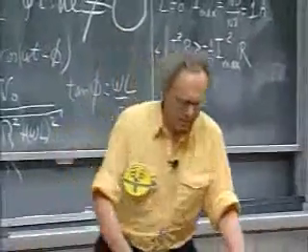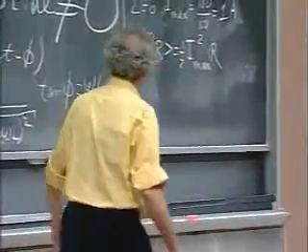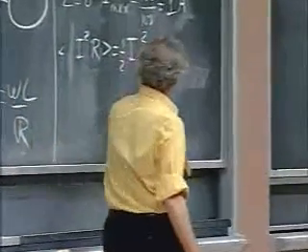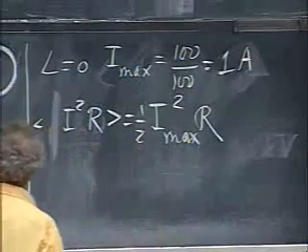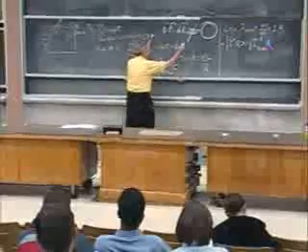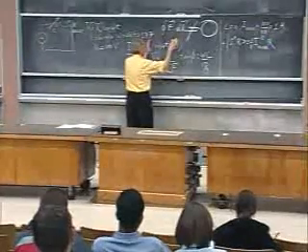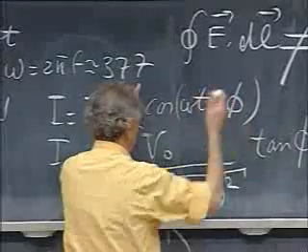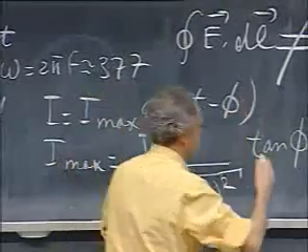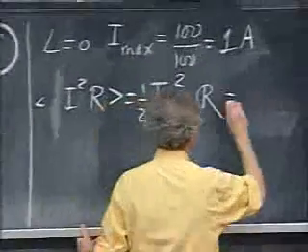And so, it's very easy now. I max is 1 ampere, R is 100, and this factor of 1/2, which comes from the time average of the square of this function, the phi has nothing to do with that. The average of the cosine square of this function is 1/2, and you get 50 watts.